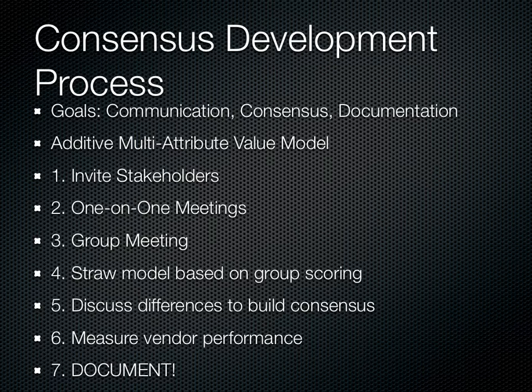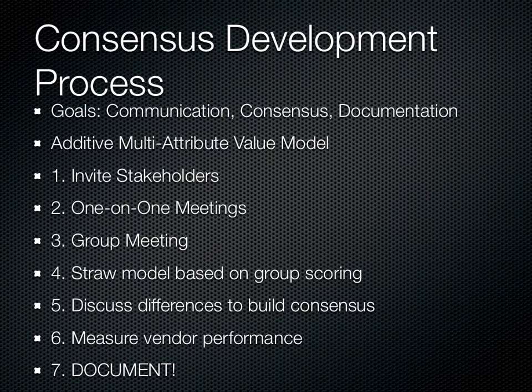During the process, we will use an additive multi-attribute value model to quantify and rank the preferences of important decision makers. The steps of the process are as follows. First, invite stakeholders, these are key decision makers, to participate in the process. Step 2, conduct individual one-on-one meetings lasting approximately 1 hour each. Number 3, conduct a group meeting to build consensus.